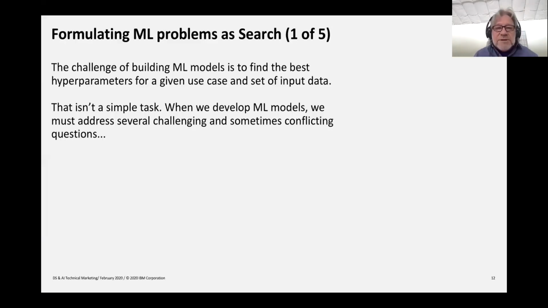Okay, so if we talk about formulating a machine learning problem in search, how can we find the best hyperparameters for a given use case and given set of input data? It's not simple. It's not magic. This requires a lot of computation. We'll go through that. But essentially, we're leveraging machine learning to help make machine learning more effective.